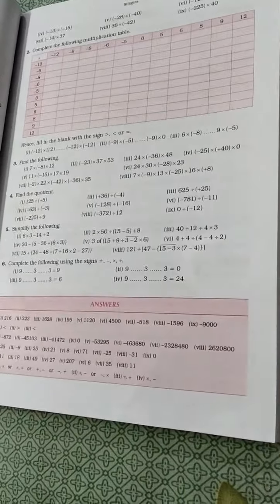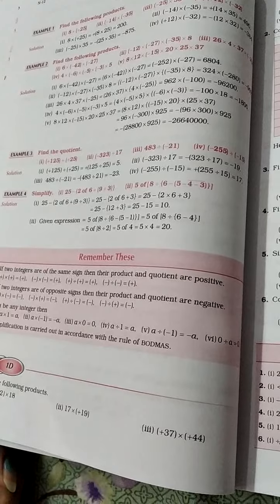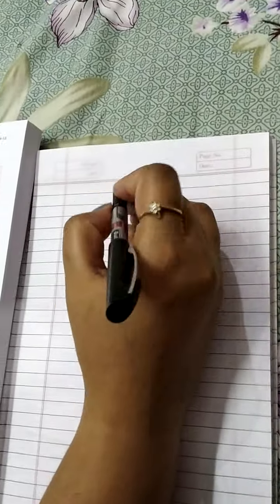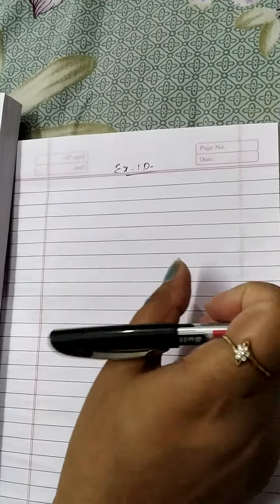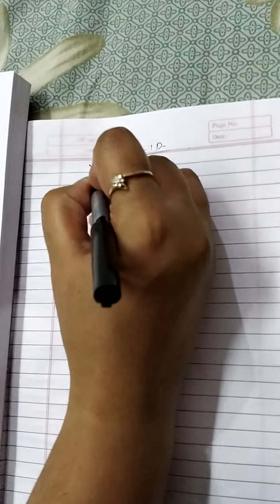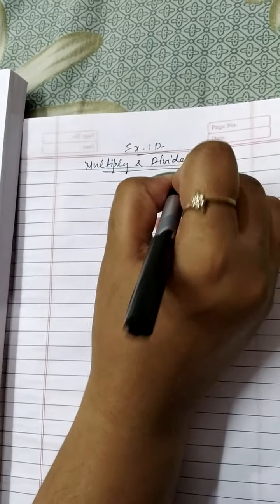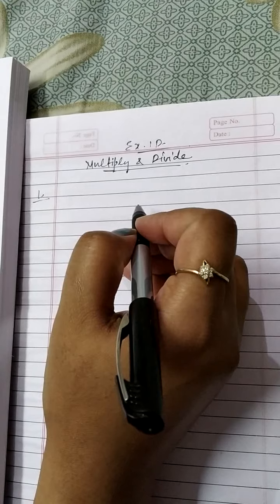You can see this is your exercise 1D. Now open exercise 1D in your book. I am explaining here. Exercise 1D. In the first question, this exercise is all about multiplication and division. You have to multiply and divide integers. So question number one, part one, I'll solve for you.